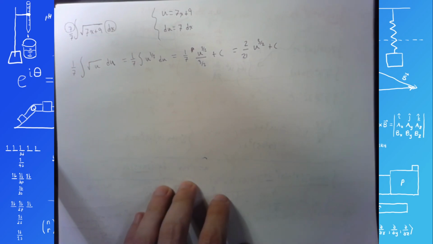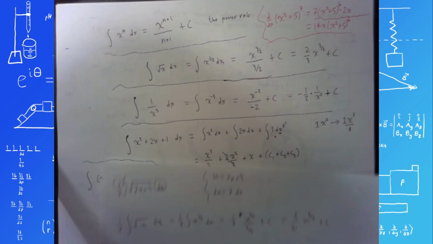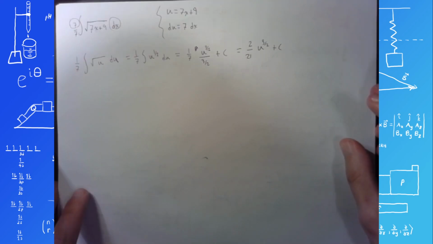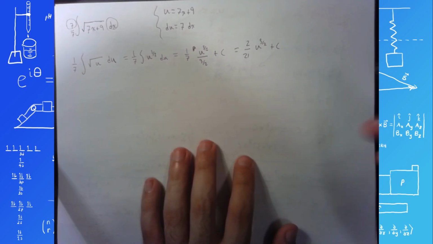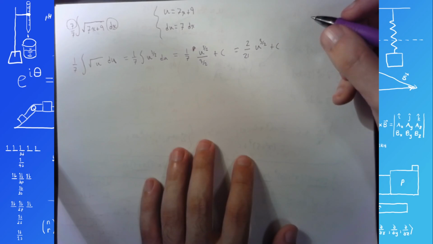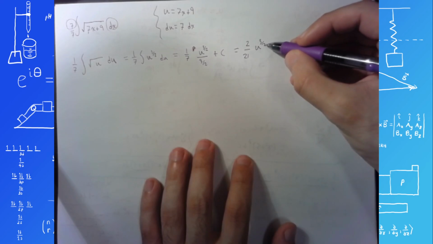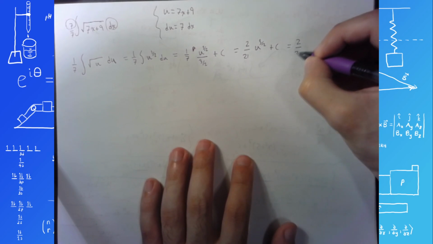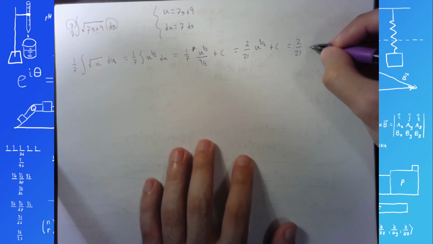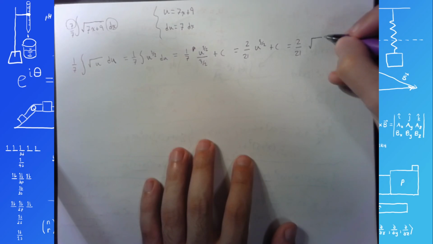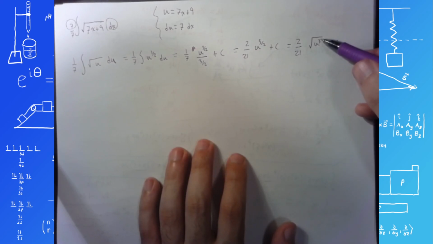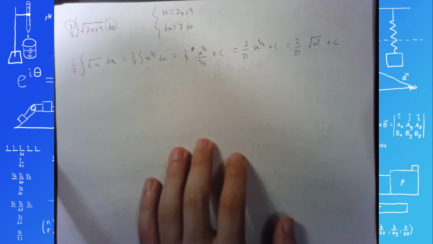And come to think of it, I don't think I did that with the first example I did. Yeah, so all the more reason to do it here. And then u to the 3/2 is u cubed under a square root. So this is just going to be 2/21 square root of u cubed plus c. And yes, you can move the cube outside of the square root.